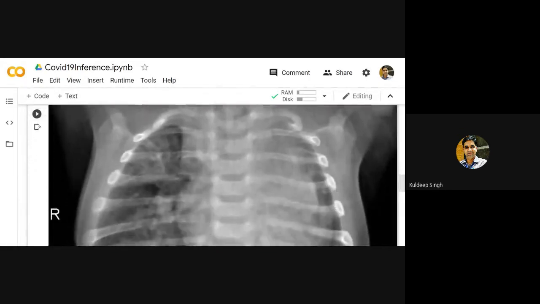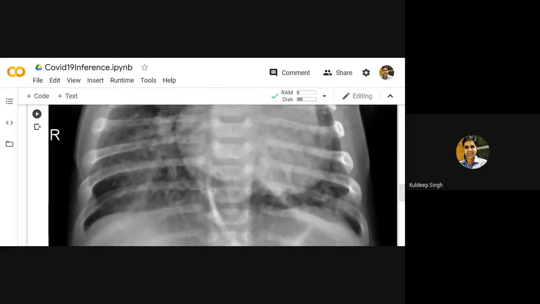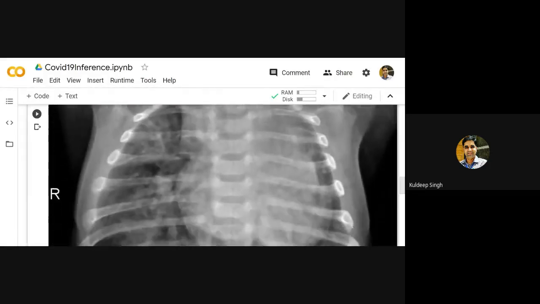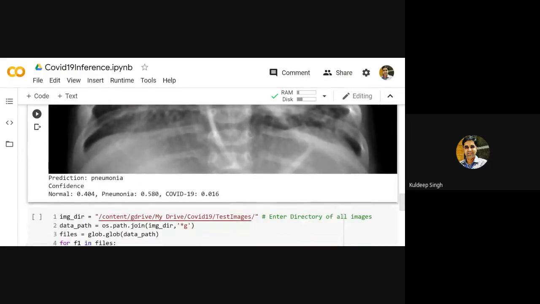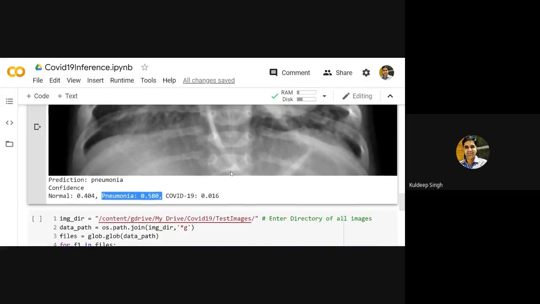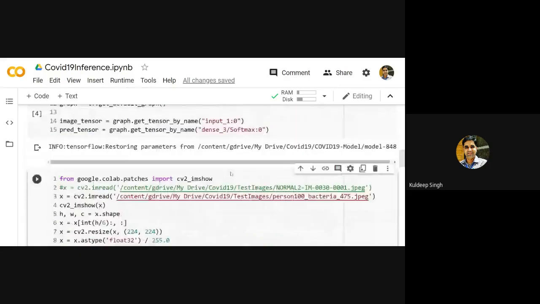You can see here it has read a chest X-ray image. I have shown that image, and that's the prediction. It has predicted it as belonging to the pneumonia class. And as you can see here, it has assigned scores to each class. If the score is greater than a particular threshold, it will be classified to that class. In this case, it has the highest score for the pneumonia class. That's why it is being classified to the pneumonia class.